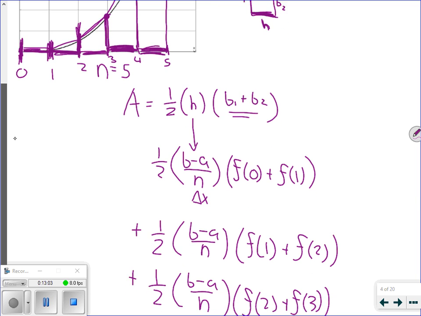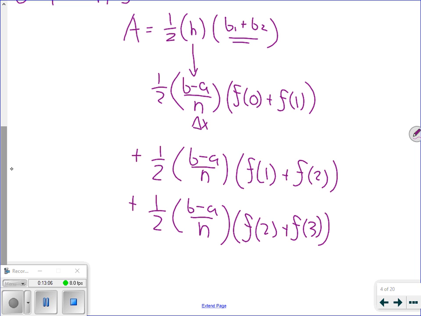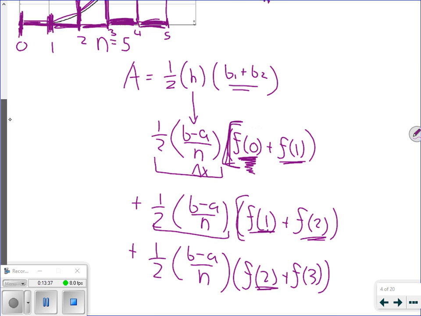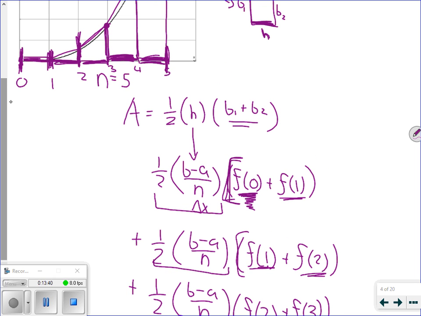Okay? All the way up until we get to the very last one. Now, notice every single one of these things we're adding together has the 1/2 (b minus a) over n, so we can actually take that out as a GCF, and the remainder is going to be the sums of all of these bases. And notice how this works. The far left trapezoid is using f of 0 once, but all those heights in between, f of 1, f of 1, f of 2, f of 2, they're all being used twice all the way up until we get to the end, to the far right base.